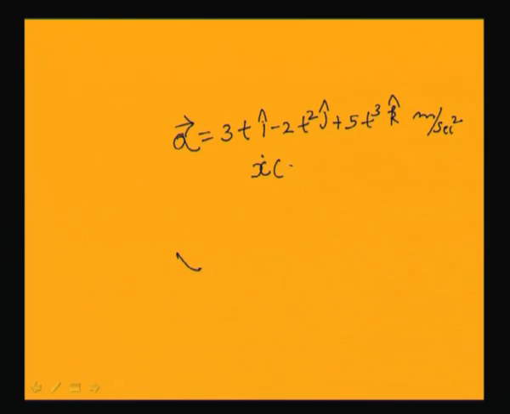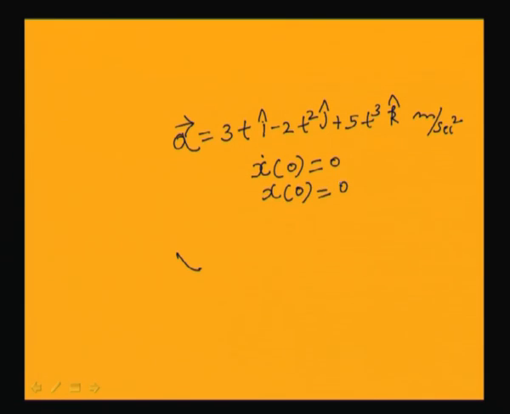For example, suppose somebody gives you the acceleration of a particle as vector a equal to 3t i, where i is a unit vector, minus 2t square j plus 5t cube k meter per second square. Okay. If we say the particle starts with 0 velocity at the origin, we write that condition that x dot at 0 is equal to 0, x is 0 at 0.